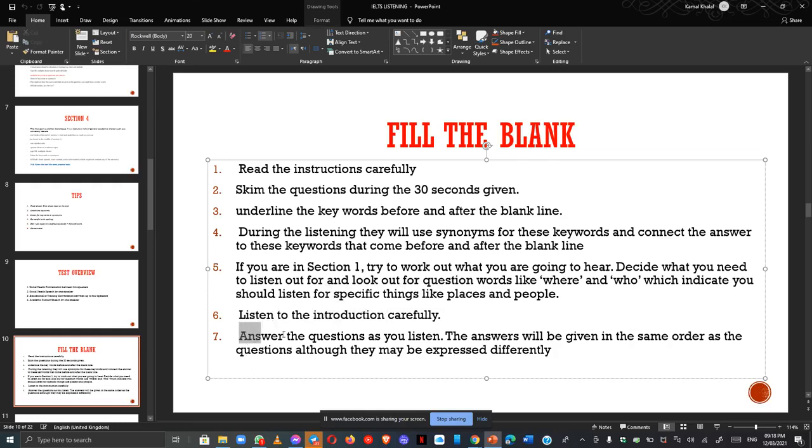7. Answer the questions as you listen, not after. The answers will be given in the same order as the questions, although they may be expressed differently.